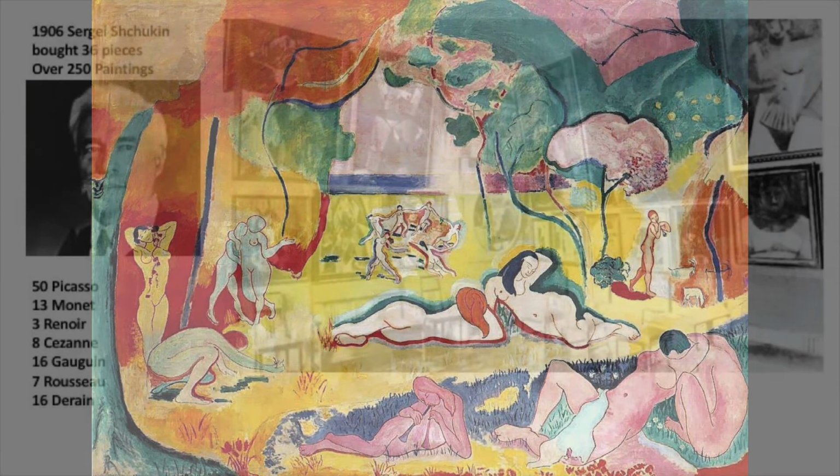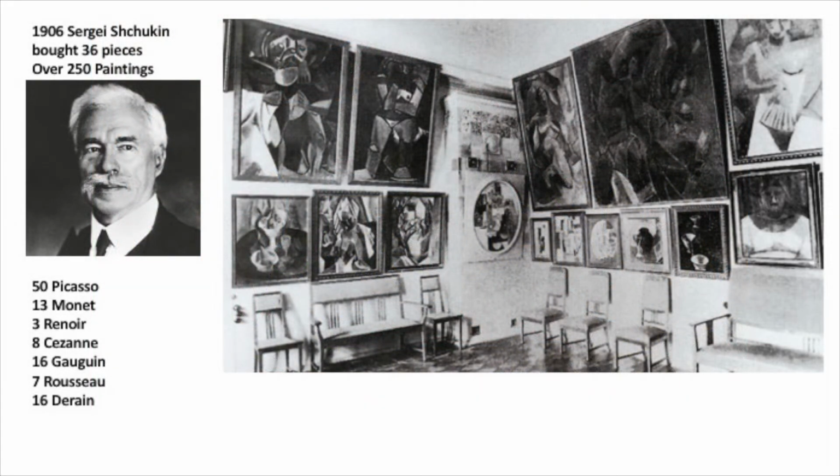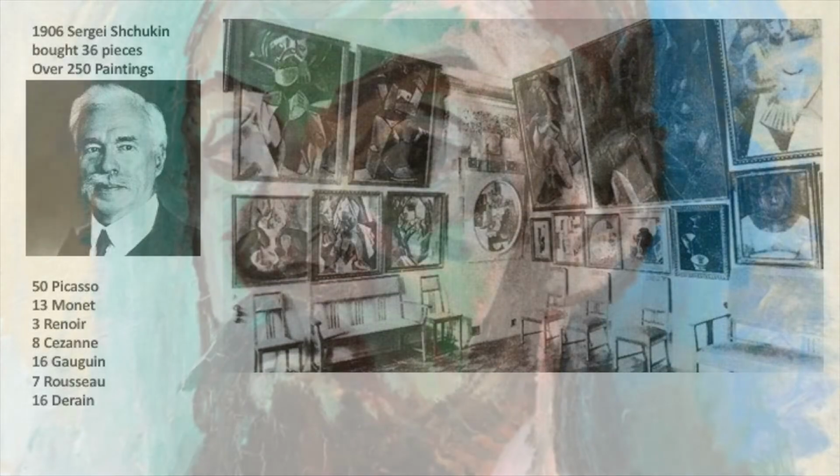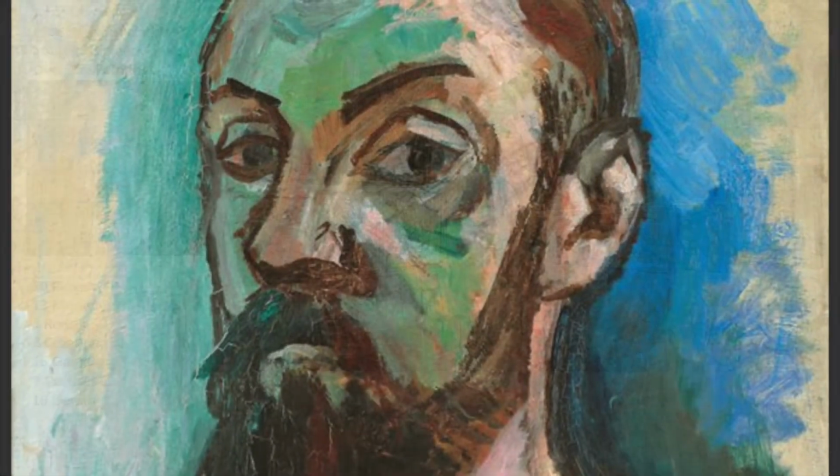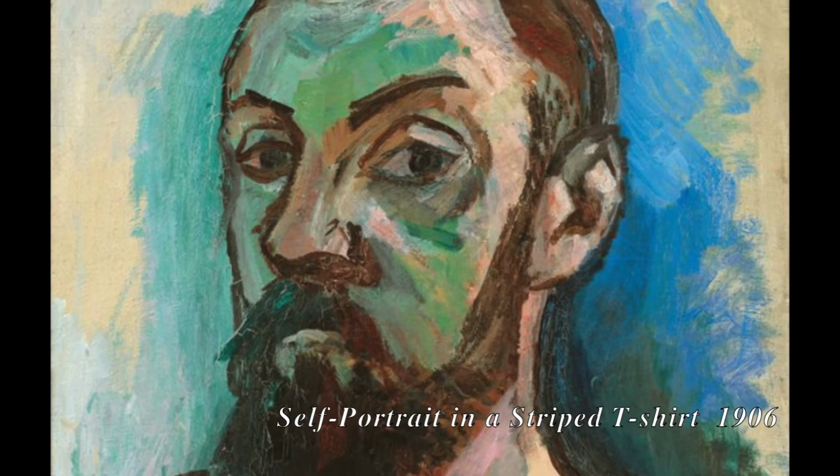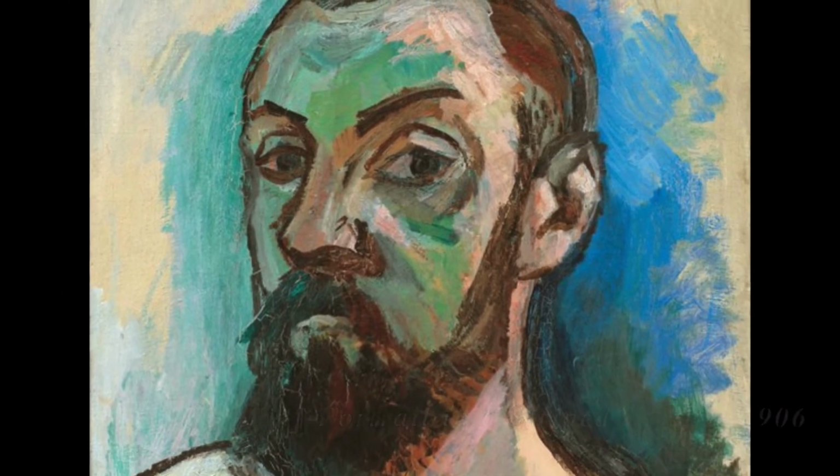A very important figure in the avant-garde and also the life of Matisse is Sergei Shchukin, a Russian art collector who lived in Paris. He is a massive, massive collector of art, including 50 Picassos, along with multiple pieces, 36 pieces by Matisse, and he will be one of the primary reasons that there's such a wealth of art in the collection of the Russian Empire.